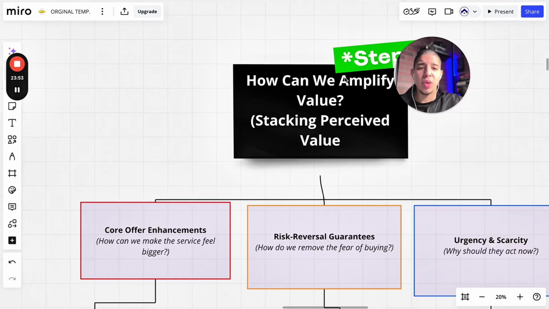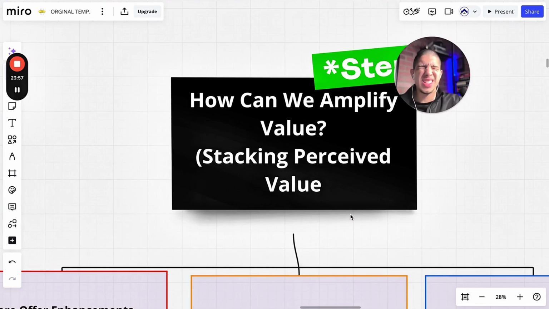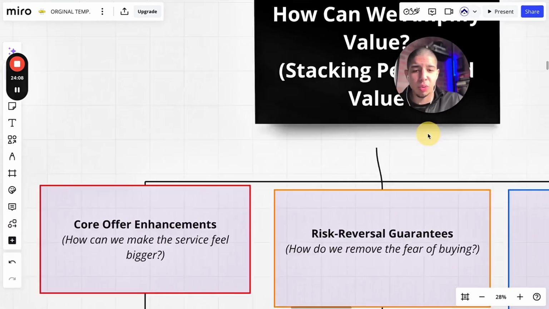So number 7, how can we amplify the perceived value? We want to value stack. That is the most important thing you could do, is freaking stack your value. You promise on one thing and then you stack on more value, the perceived value goes up. That's how it works.